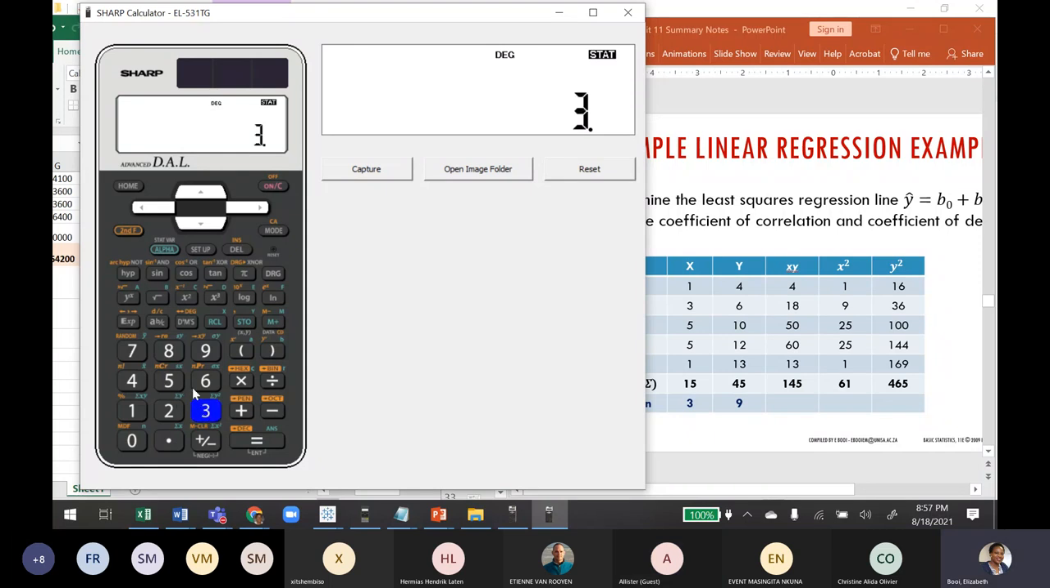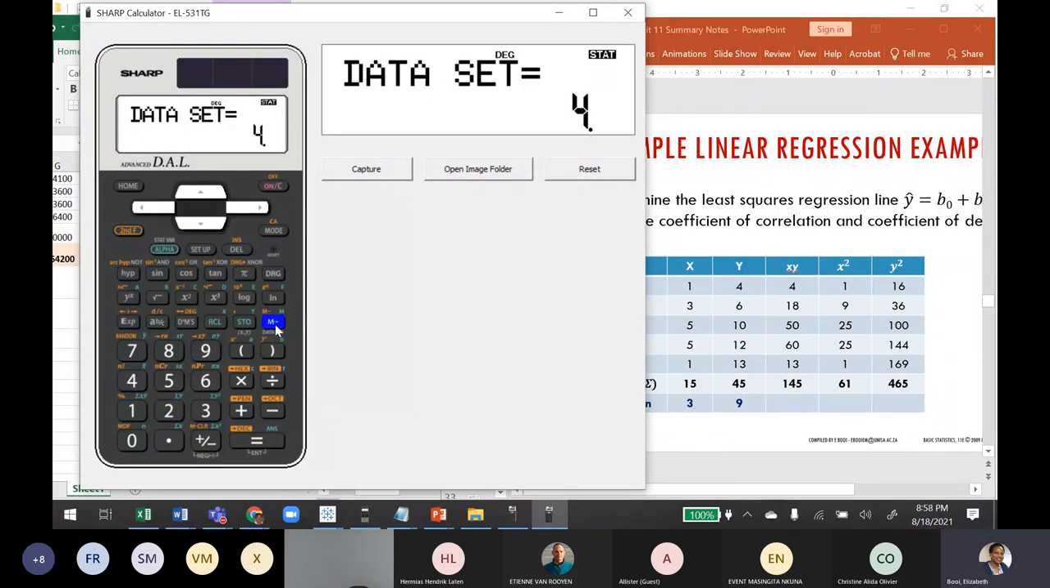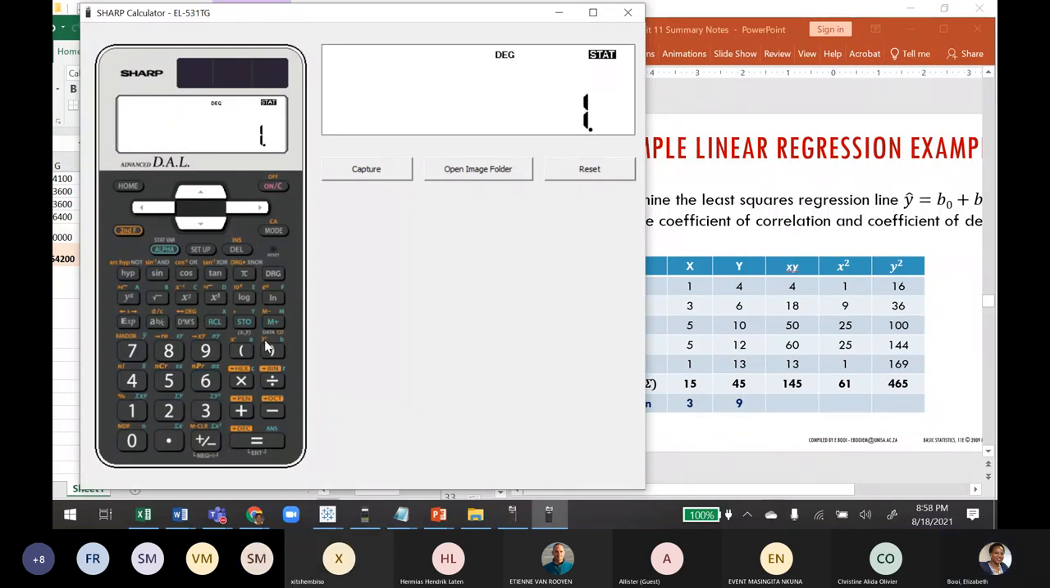Three, store, six, and plus. Five, store, 10 and plus. Five, store, 12 and plus. One, store, 13 and plus, and I'm done. There are 5. To get the summations, just press on and off.